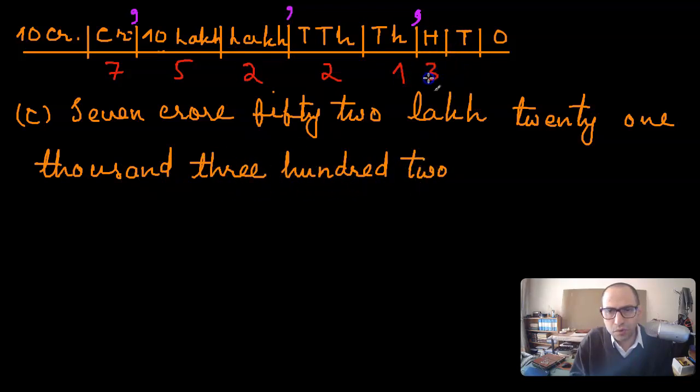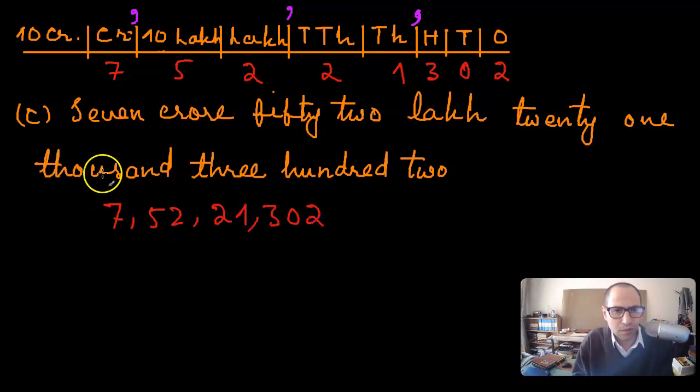21,302 would be 302, right? So then your number becomes 7,52,21,302. So that's 7 crore 52 lakhs 21,302, right? So that's essentially how you write this number: 7,52,21,302.